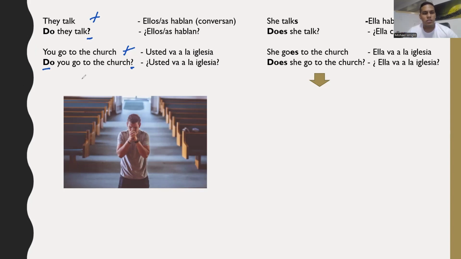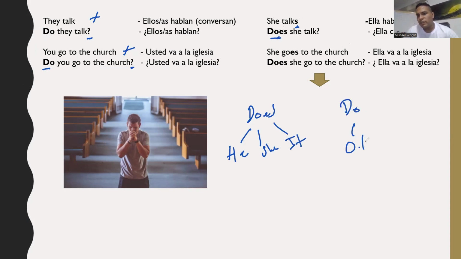Okay, so let's go with the next one. The next one is she talks, which is with an S at the end, right? So if I say, does she talk? That would be the question. So I use does. Remember, does for he, for she, for it, and do for the others. The others are going to be I, you, we, they, right? Does she go to the church?